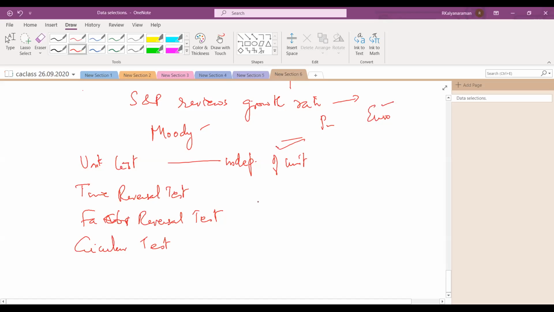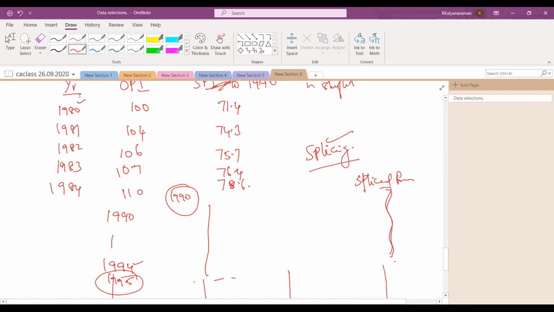Then we have a time reversal test. That is, forward to backward, will it work? For example, in this example, we have started from 1980. We have taken the price index of 1980 with 1990 as the base year. Suppose I reverse this. I use 1990 in terms of 1980. Is the value changing? Whether the given method will work both ways in time.